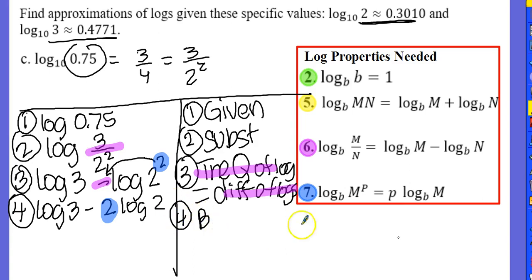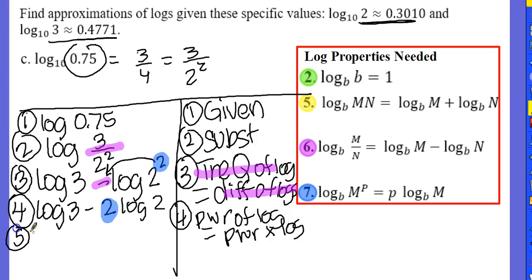Power of log equals power times log. There we go. Now I can substitute. I know the log of 3. I know the log of 2. Log of 3 is 0.4471 minus 2 times point.